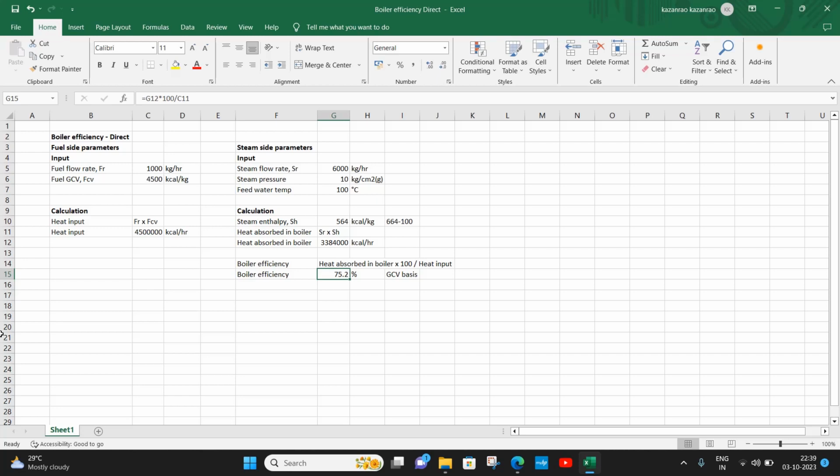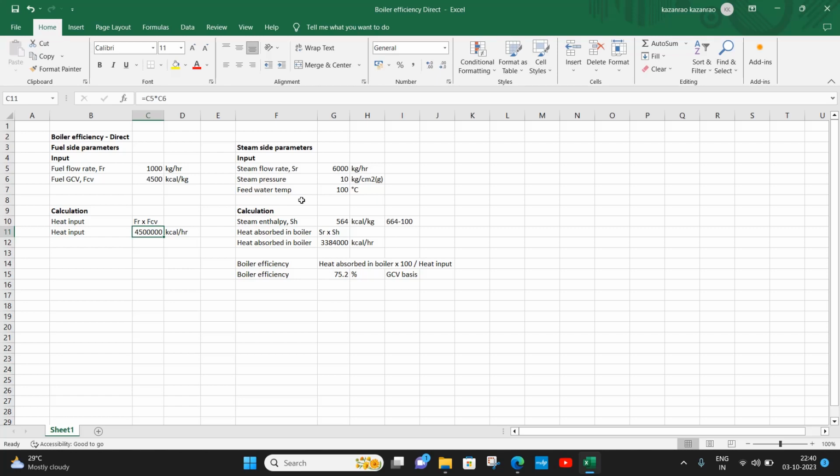Now since we have fuel flow rate and GCV, let us see the heat input. Heat input is the fuel fired multiplied by the GCV of the fuel. So the fuel firing rate is 1000 kg per hour, and the GCV of, for example, a fuel like coal, which is a better grade coal, is 4500. So the 4500 into 1000 is the heat input by the fuel.